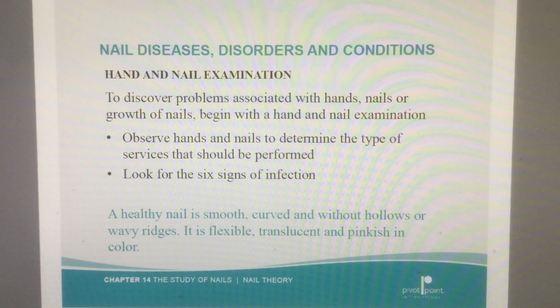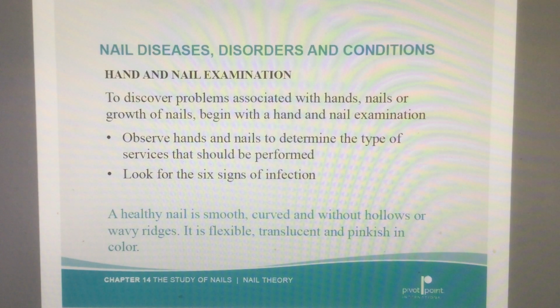Begin with a hand and nail examination. Observe hands and nails to determine the type of services that should be performed and look for 6 signs of infection. Okay, we're going to go over those 6 signs in just a second. But keep in mind that a healthy nail is smooth, curved, without hollows or wavy ridges.